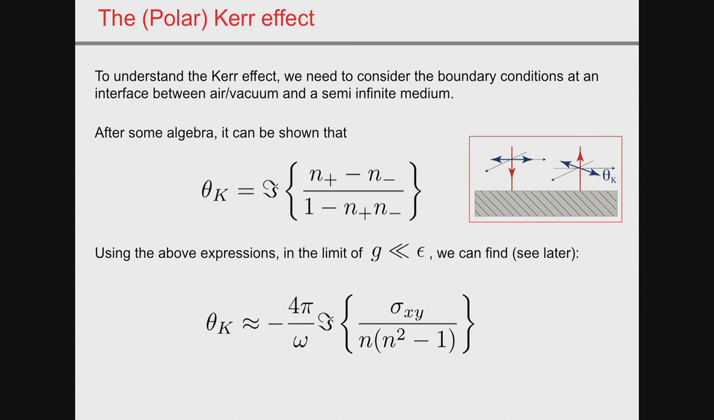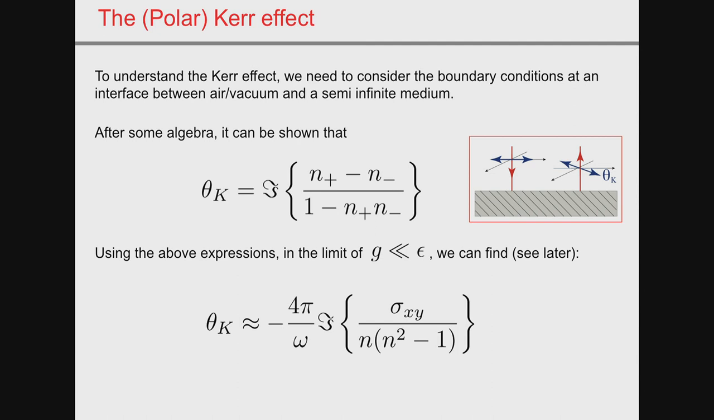These are of the order of a few hundred microns at least, and therefore we are safe when we talk about the Kerr effect. So if the Faraday effect was simply the difference between the indices of refraction for right and left circularly polarized light, the Kerr effect is the imaginary part of the combination of these two.